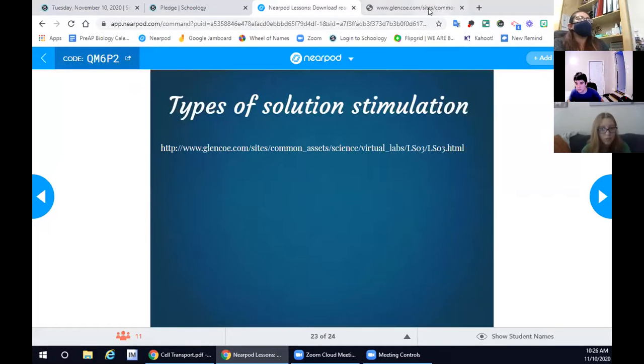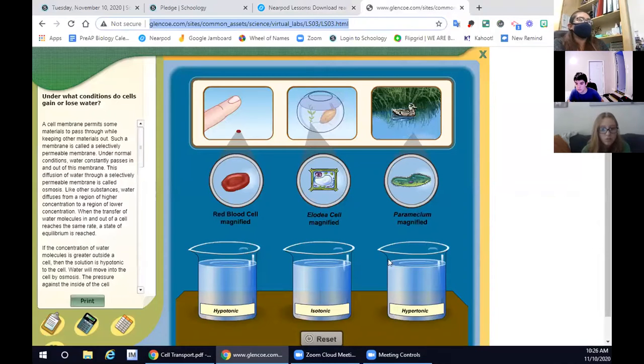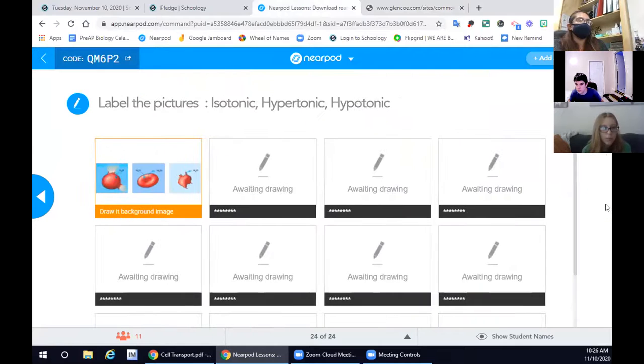So there is another simulation that I'm going to post. Go ahead and play around with that later when you have time. We're talking about hypotonic, isotonic, and hypertonic solutions. All right, so again, go ahead and label the picture for me.